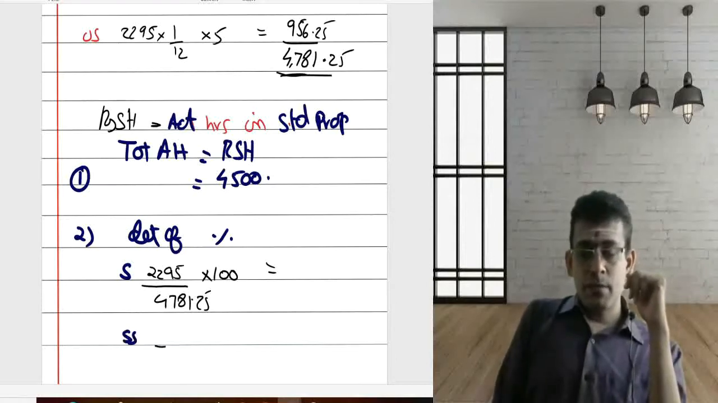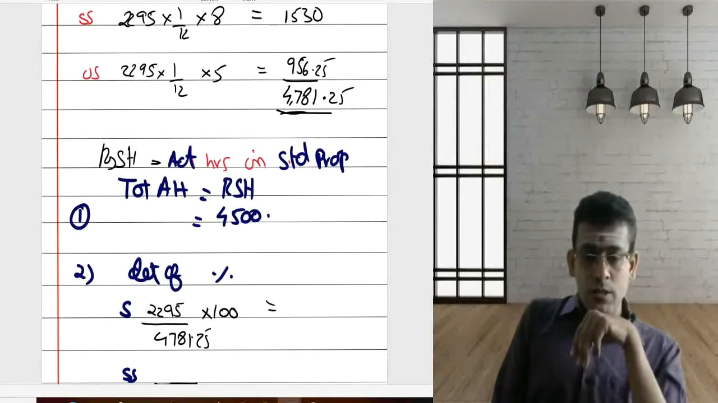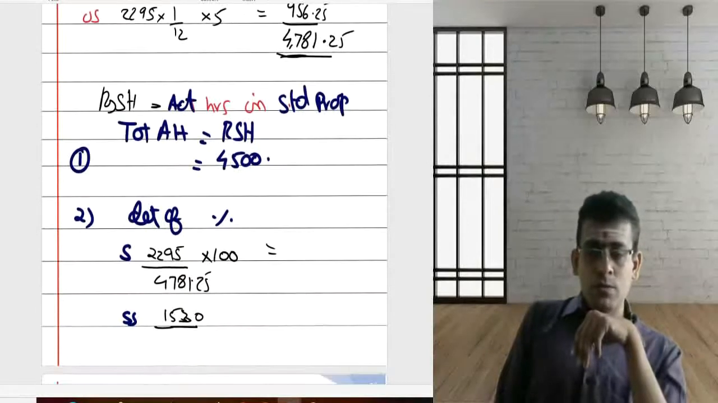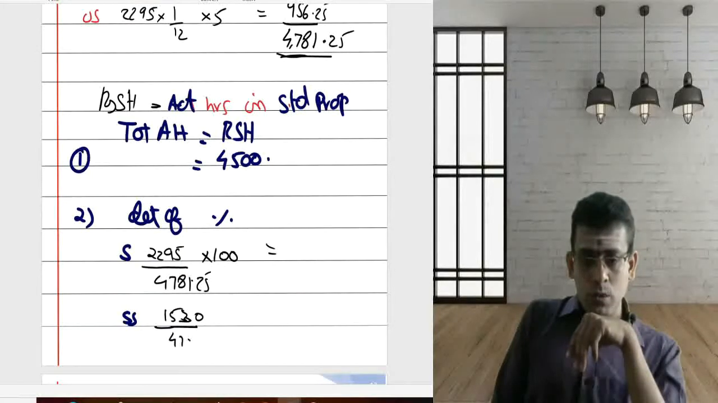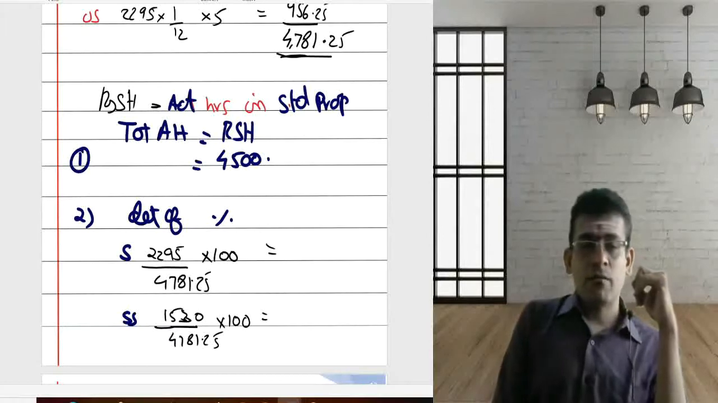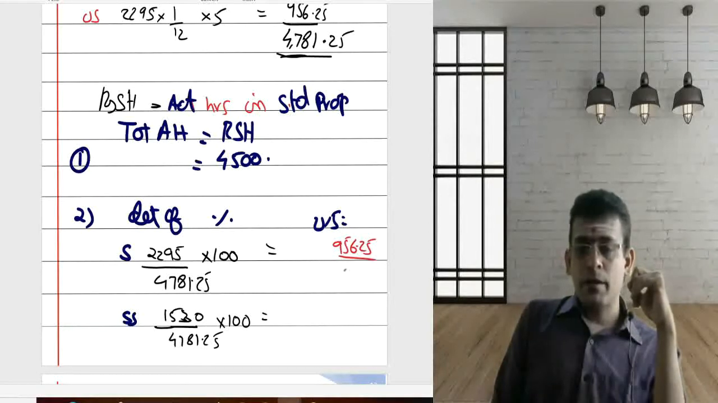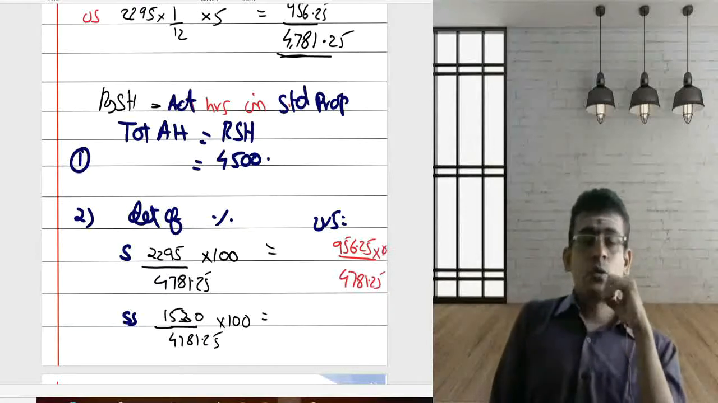So now for semi-skilled, 1530 is the numerator. What is the denominator? 4,781.25. So 1530 divided by 4,781.25 into 100 will give a percent. That is for your semi-skilled. Now I need to do the same pattern for unskilled also. Even for the unskilled, we are supposed to determine the percentage. So for unskilled, 956.25 divided by total 4781.25 into 100 gives a percentage.